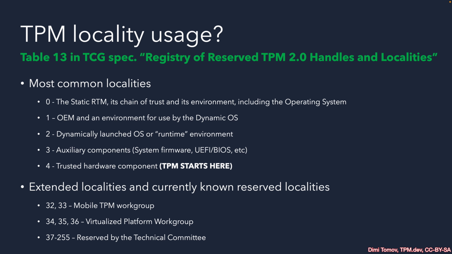Here is a better overview of the different levels and how they are linked to the different stages of the system boot. And also, what is the expected software type to use these locality levels. On the bottom of the screen, you can see the so-called extended localities that were added later. Some are reserved, but most are actually available, and depending on the needs, the technical committee of the TCG can decide to reserve additional ones for your use case. In most applications, however, the existing 24 PCRs with the typical 5 levels of locality are sufficient.